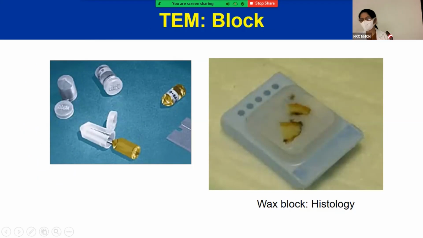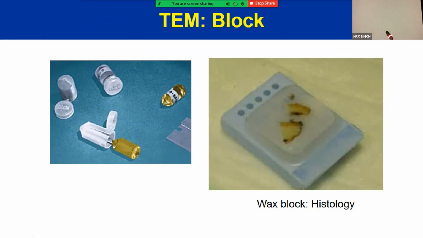this is how a block for histology looks like. This is a wax block. Look at the amount of tissue that you have in the wax block. This is the tissue for, where is the tissue? Can you identify? You see something black at the tip? That is the tissue. This is the amount of tissue that you can process for electron microscopy.